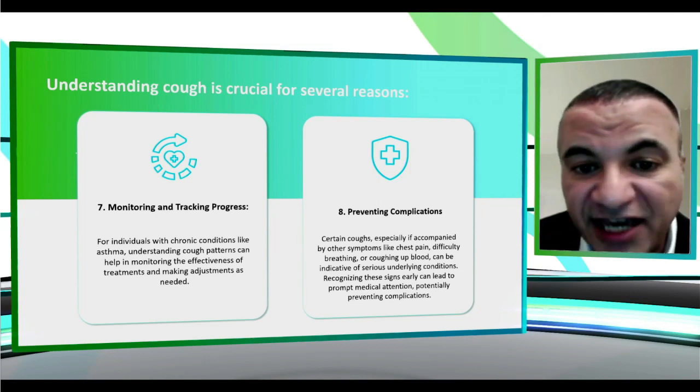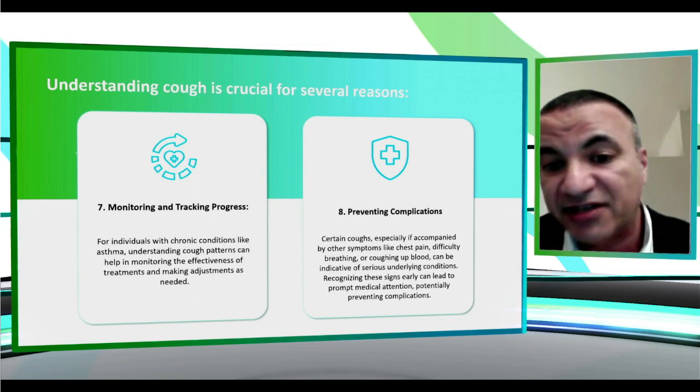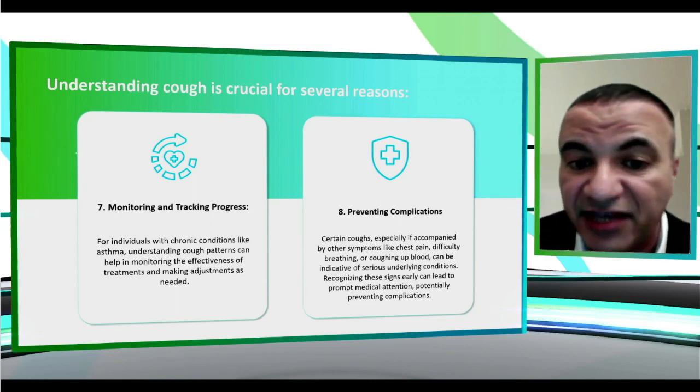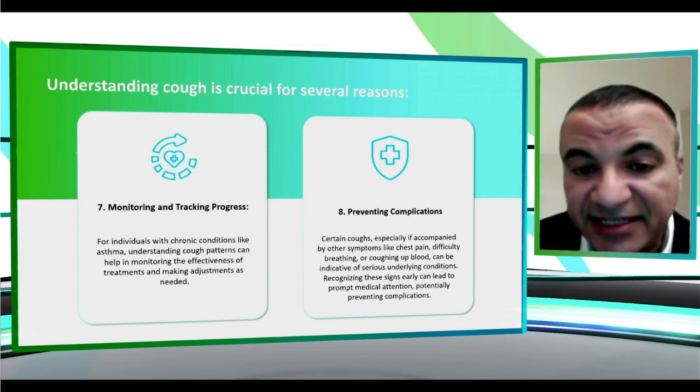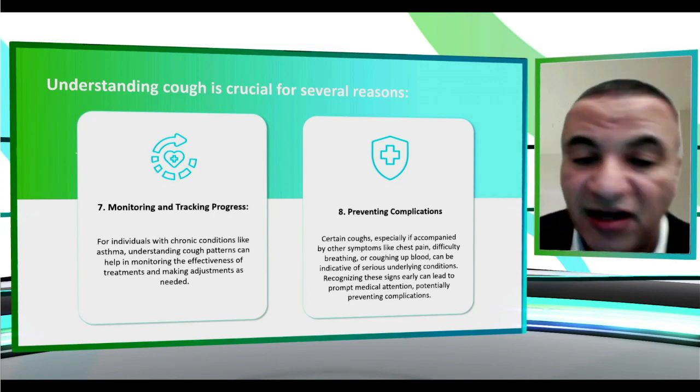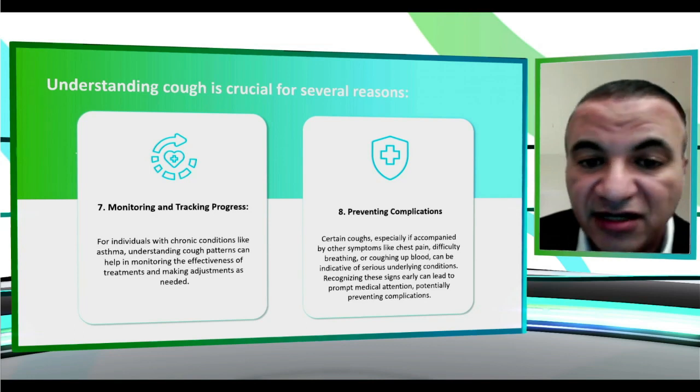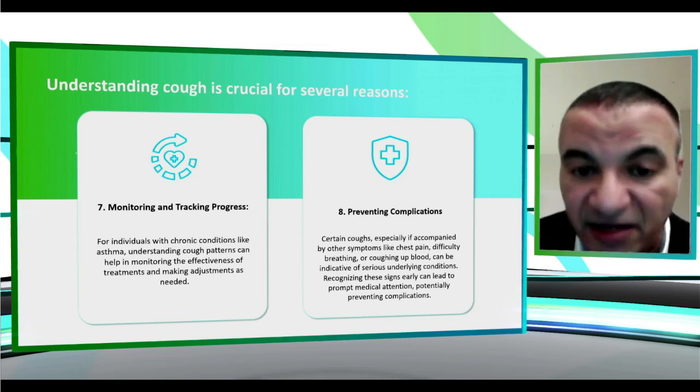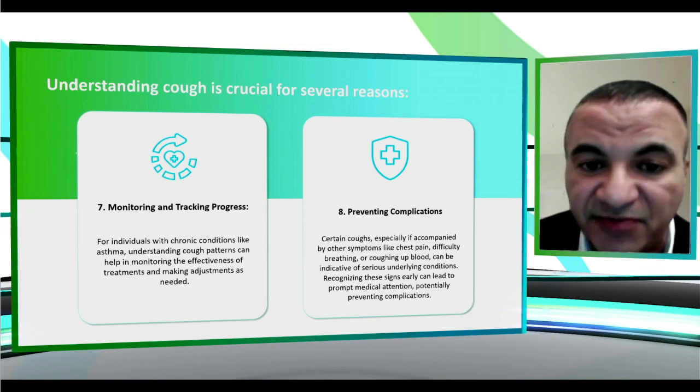Also, preventing complications. Certain coughs, especially if accompanied by other symptoms like chest pain, difficulty breathing, or coughing up blood, can be indicative of a serious underlying condition, what's called the tip of the iceberg. So you have to be alarmed by these symptoms. As I mentioned before, cough is either assuring or alarming. So we usually take cough seriously. Cough could be the tip of the iceberg. This is the first message I want everyone to take.